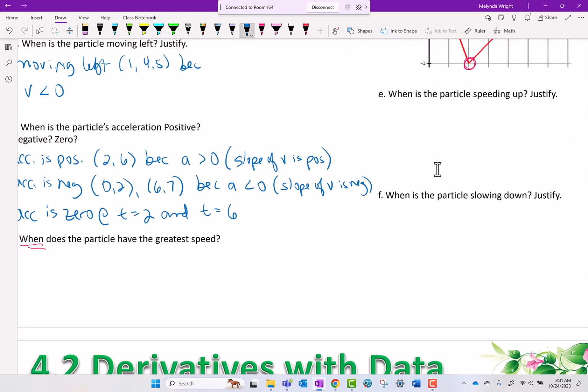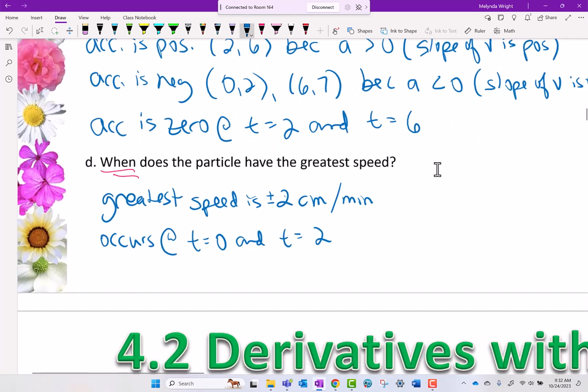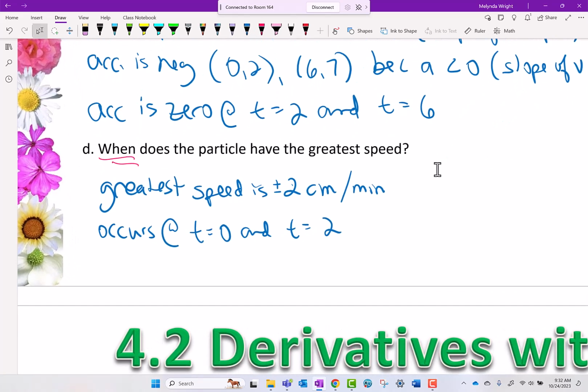Okay, so let's write that down. Greatest speed is 2 centimeters per minute, occurs at t equals 0 and t equals 2. Well, I guess I should put plus or minus 2 centimeters per minute, because one time it's plus, one time it's minus. But that's just direction, it's not magnitude. Right, so that's when we have the greatest speed.